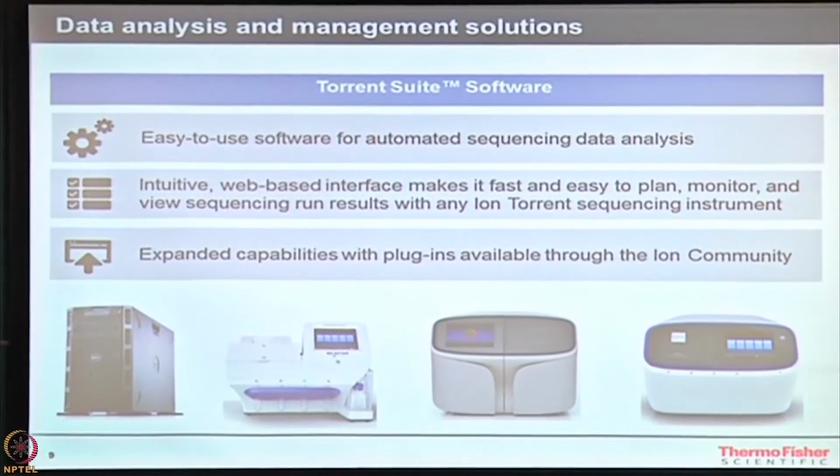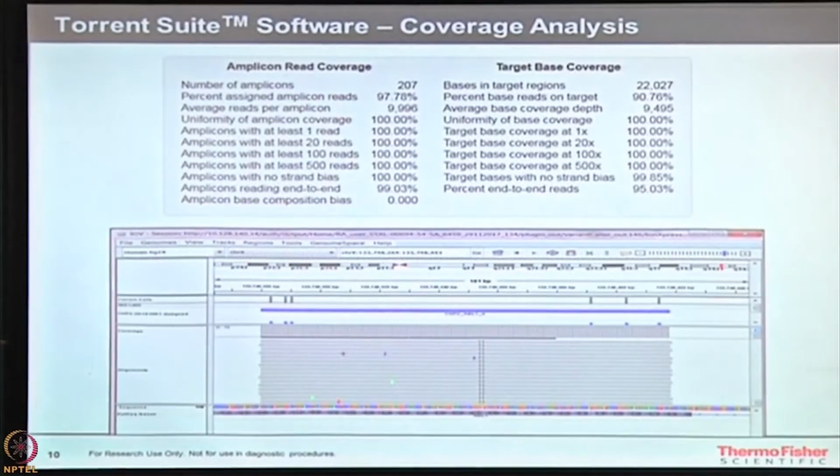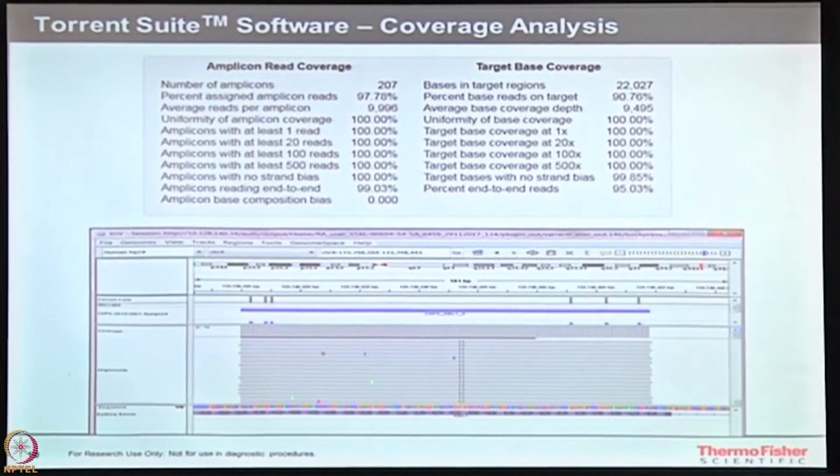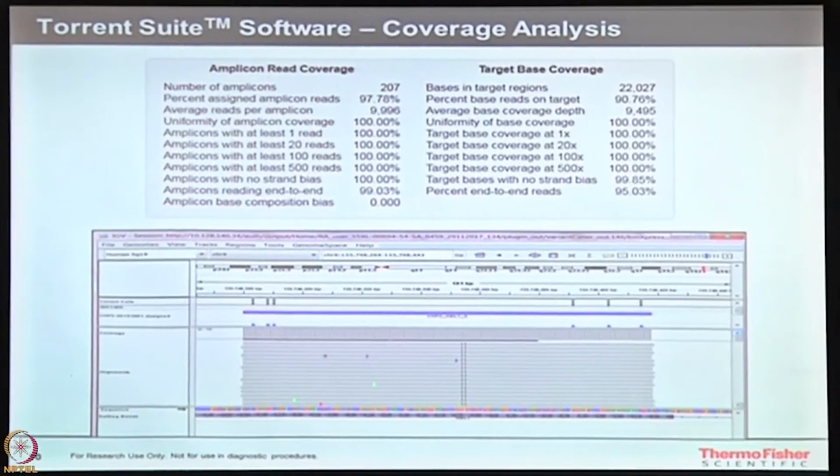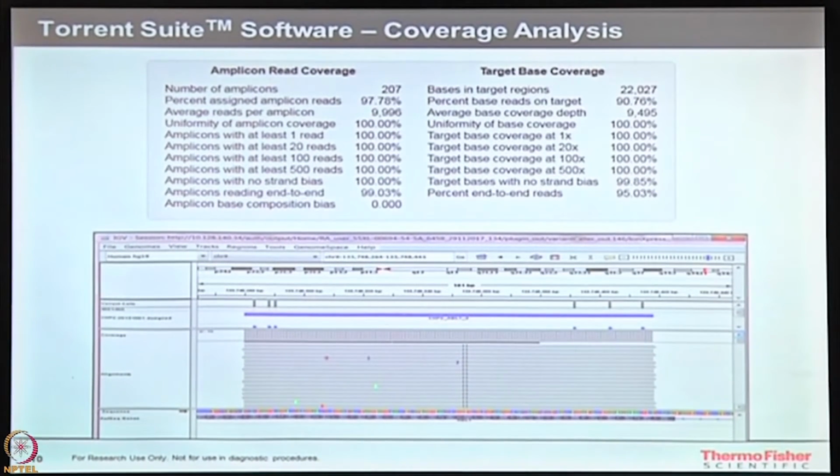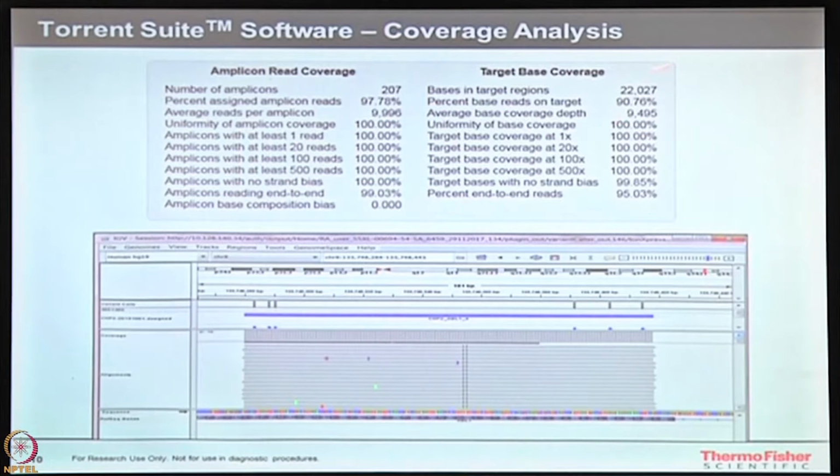So how can I do that? I have a plugin called coverage analysis, okay? This coverage analysis helps you know, if any region is getting aligned, how many reads are actually mapping to it.